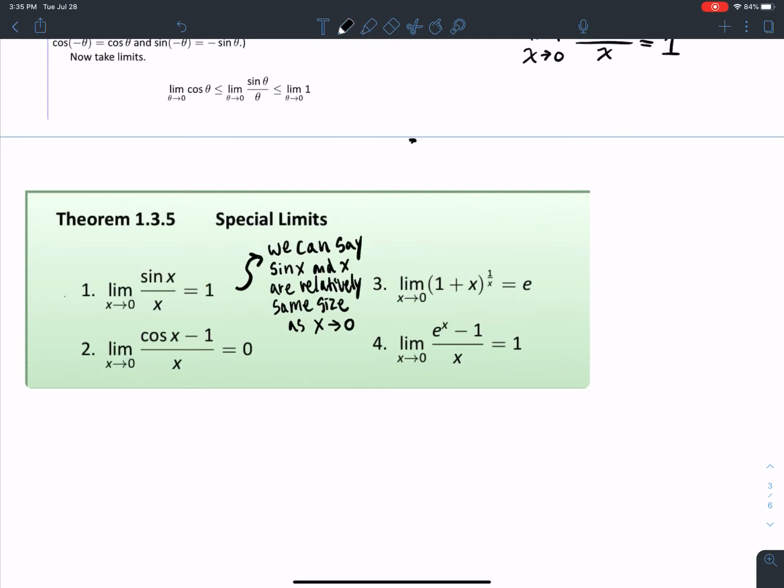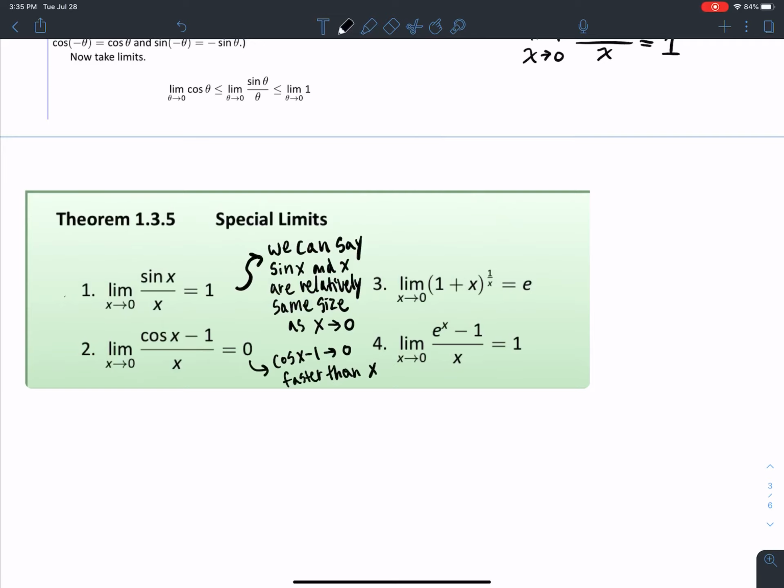If I take a number 5 and I divide it by 5, that equals 1, right? So 5 and 5 are relatively the same size. If I take a number 5 and divide it by 4.9, I get something close to 1. That means that they're relatively the same size, right? Relatively.